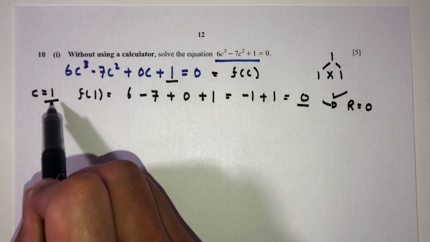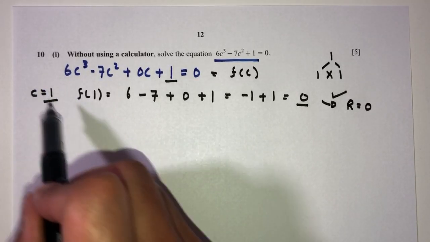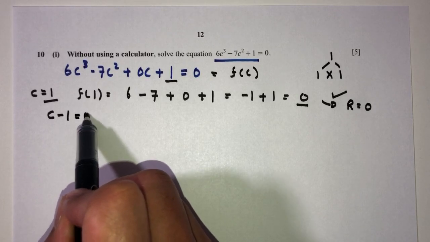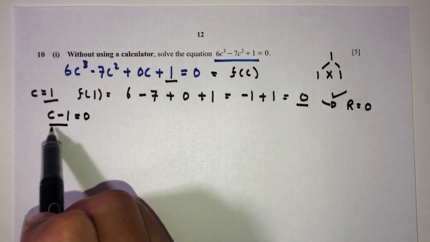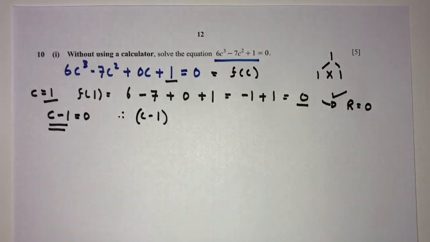Now, c equal to 1 is a solution, but we have to send this one over here, to become c minus 1 equal to 0. And this value here is a factor. So we have c minus 1 is a factor of this equation. That's the first step.